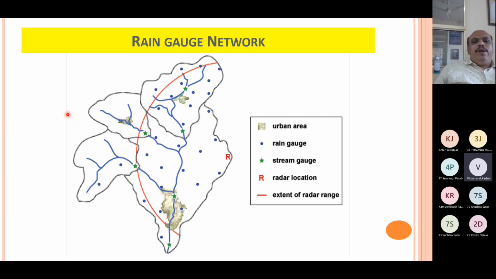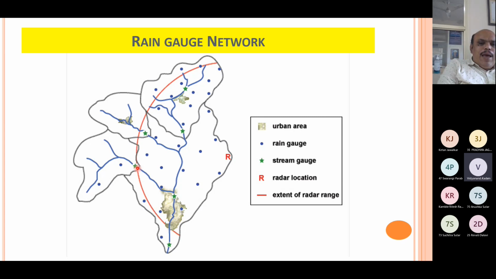There is a large watershed, or this may be some tehsil or district map, and this area consists of a number of watersheds. These watersheds are shown by dotted lines. If you carefully observe, the dotted lines show the number of catchments, number of drainage basins, number of watersheds. Out of that, this is the first watershed.